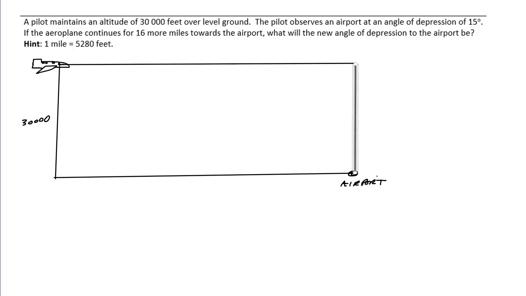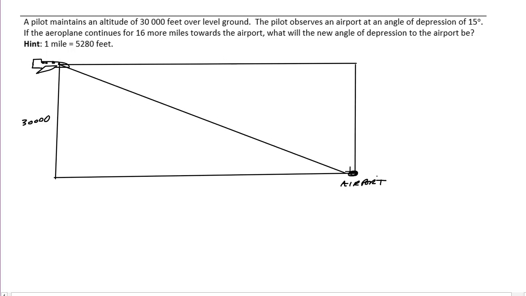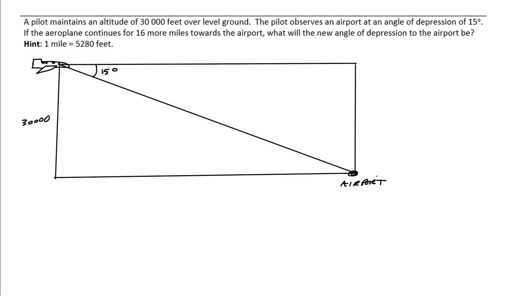Okay, so if he looks down at the airport, the angle of depression is here from the horizontal looking down. Again, where does everyone draw it? They always draw it here, and that is not where it goes. So you have to draw a horizontal line and then look down. So he looks down 15 degrees. If the airplane continues 16 more miles, so if he keeps flying this way, we'll just say here is 16 miles. What will the new angle of depression to the airport be?